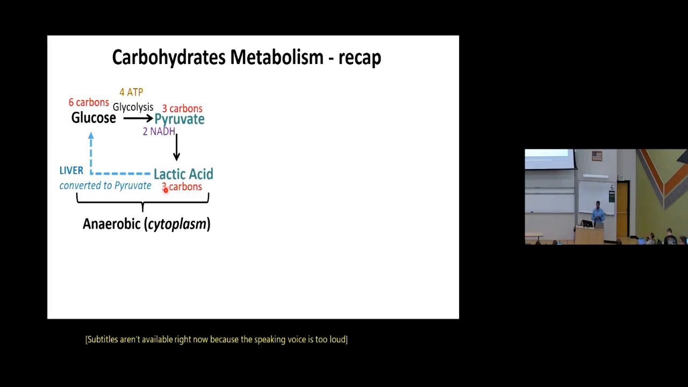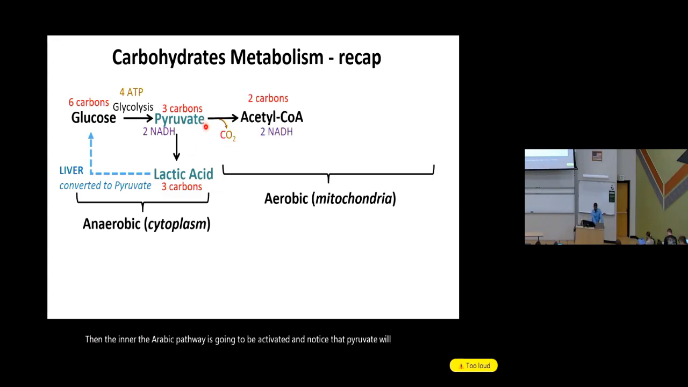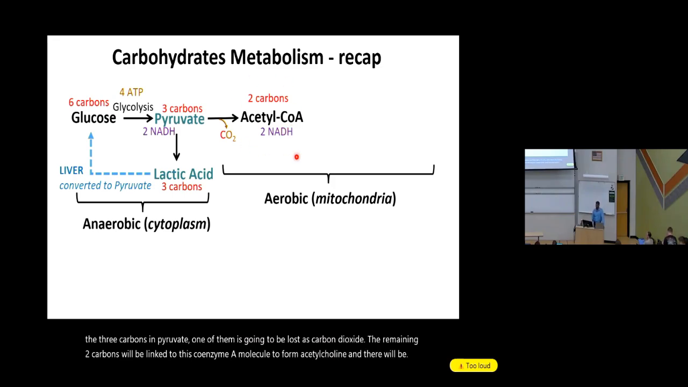However, let's say there is not a need for that ATP to be made as quickly, then the aerobic pathway is going to be activated. Notice that pyruvate will be transported into the mitochondria where it can be converted into acetyl-CoA. Among the 3 carbons in pyruvate, one of them is going to be lost as carbon dioxide. The remaining 2 carbons will be linked to this coenzyme A molecule to form acetyl-CoA. And there will be 2 acetyl-CoAs because you have 2 pyruvates which were produced from glycolysis.